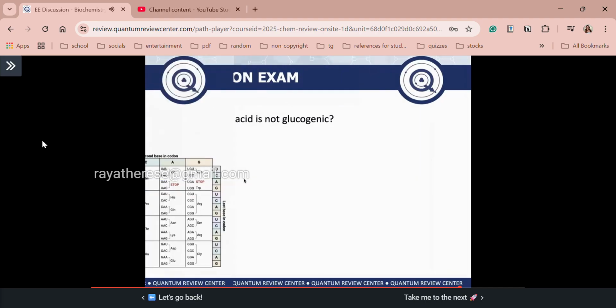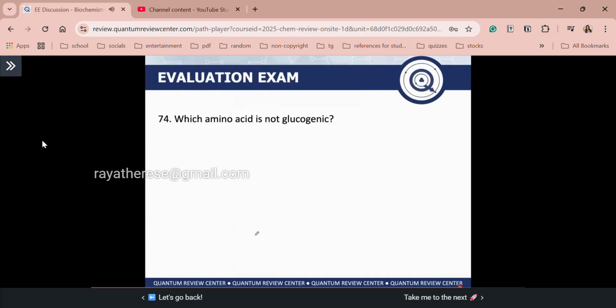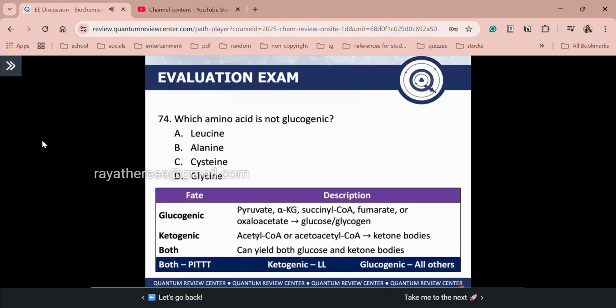So item number 74. Which amino acid is not glucogenic? Meaning ketogenic siya, sir? Yes po. We only have 2 amino acids that are exclusively ketogenic. That's your LL. It's either leucine or lysine. Sir, leucine lang yung nasa choices. Is that the correct answer? Yes po. So again, they are not glucogenic. They are exclusively ketogenic. Remember, we only have 2 exclusively ketogenic amino acids, leucine and lysine. So for 74, A, leucine.